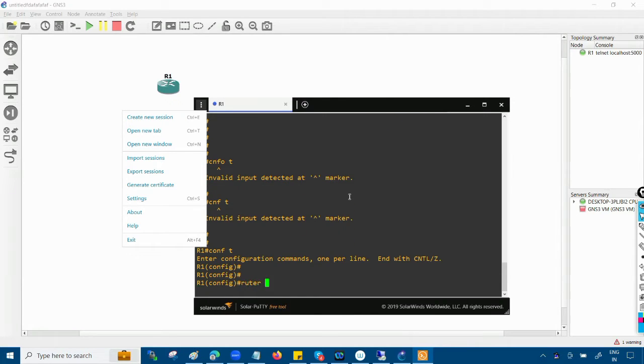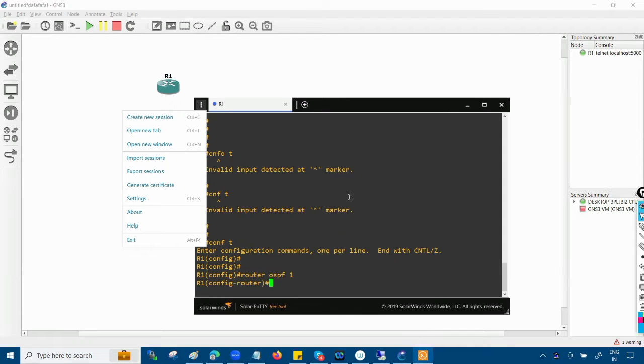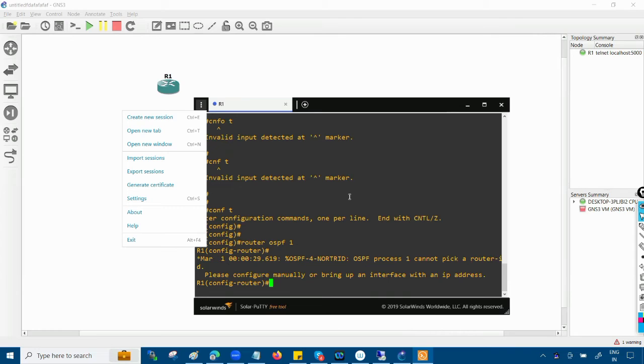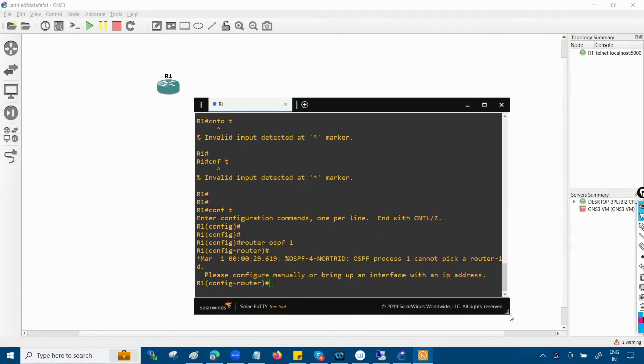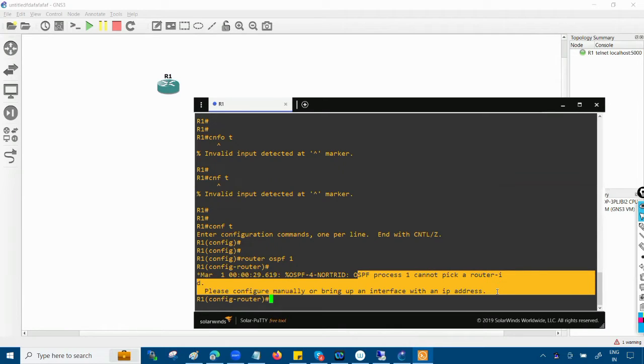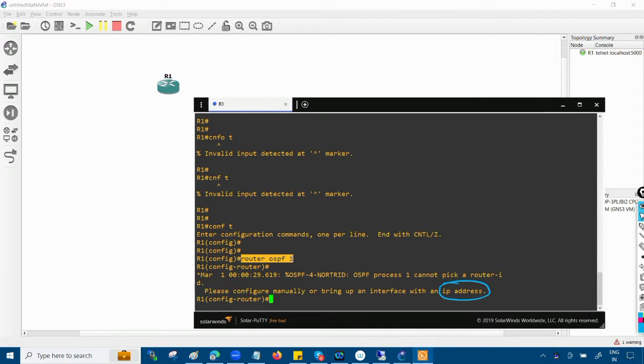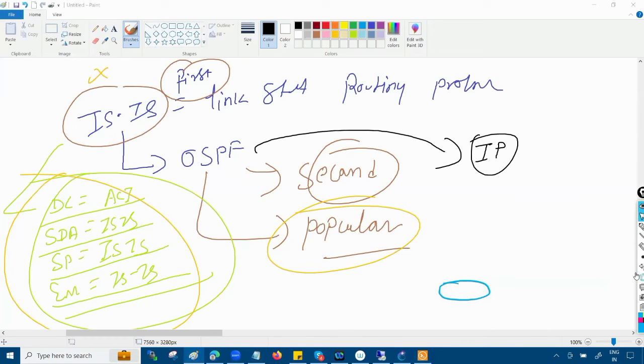If I put the command router OSPF, have a look over there. You cannot run the OSPF protocol without IP. That's why OSPF is a pure IP-based protocol. Again, I'm telling you, ISIS was the first link state routing protocol. OSPF was the second link state routing protocol. OSPF was for IP.